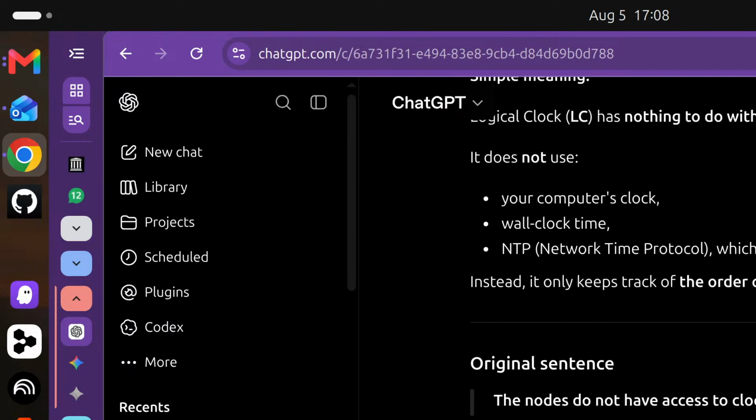Right. So the original sentence: the nodes do not have access to clocks. Simple meaning.